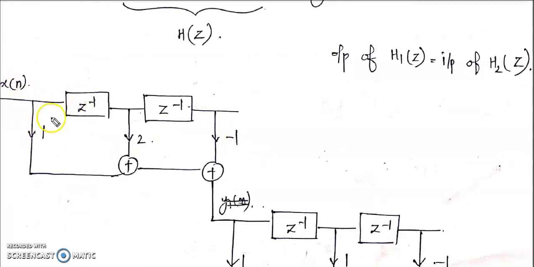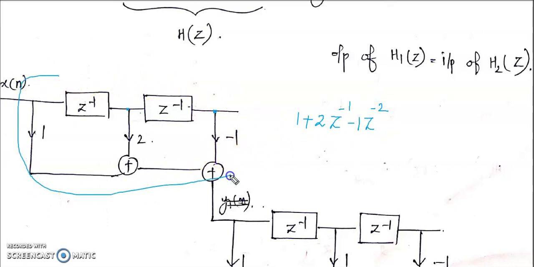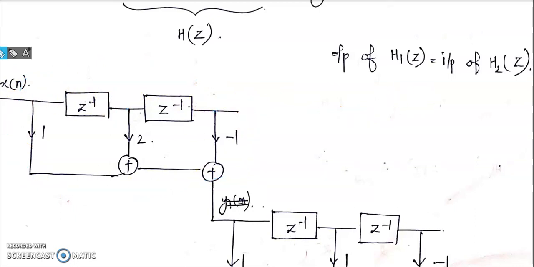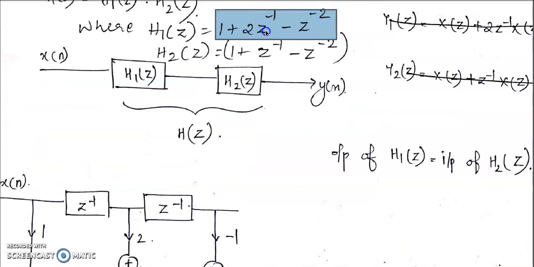From this realization, we can say that this is 1 plus, here, z^-1. This point is z^-1 and the coefficient is 2, so 2 into z^-1. Then minus 1 into, at this point, z^-1 and at this point z^-2, so minus 1 into z^-2. This equation is realized here. That is H1(z). You can check it.